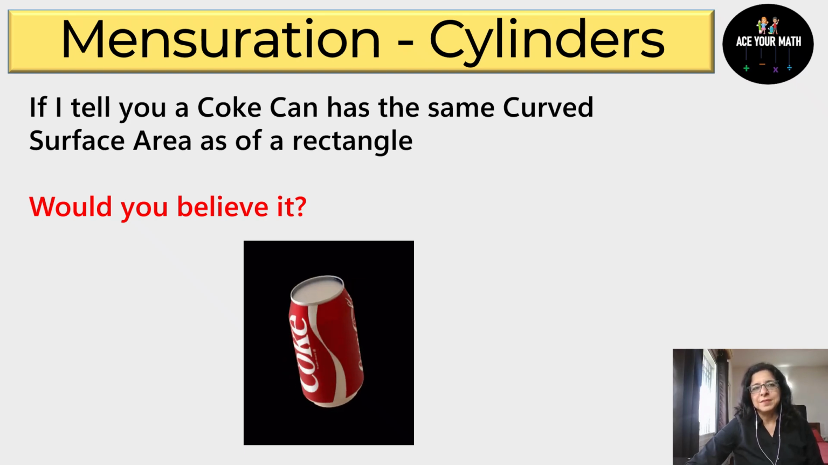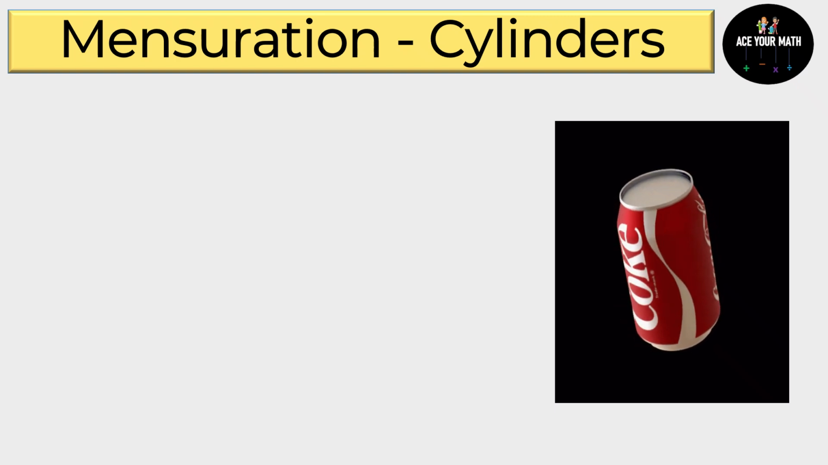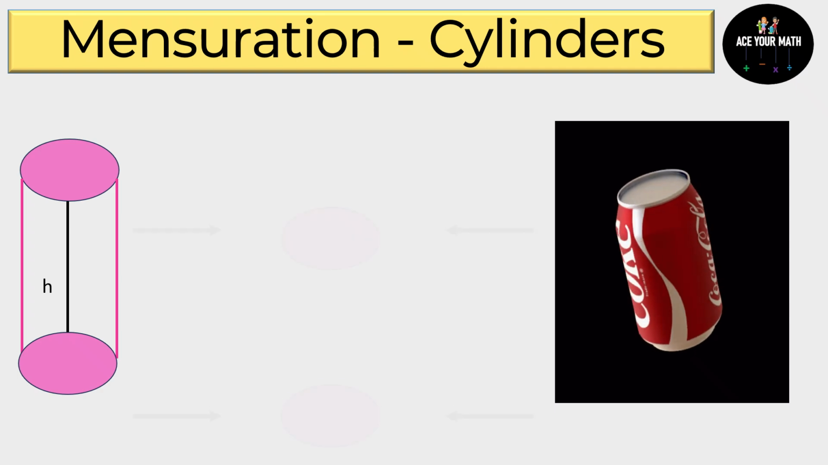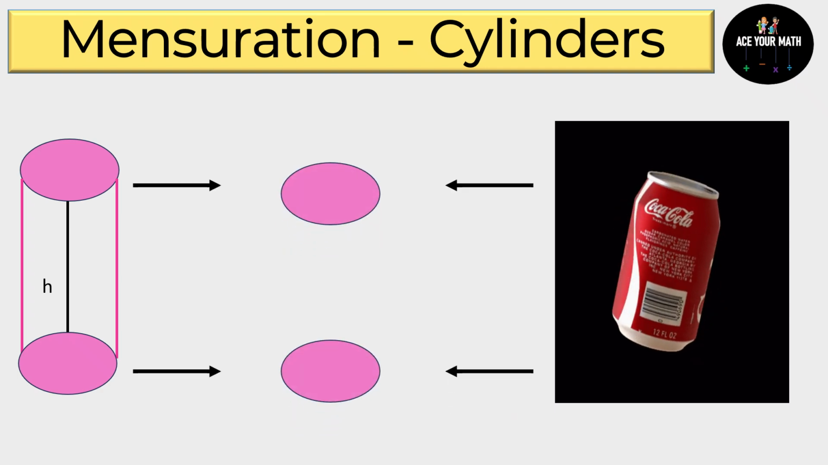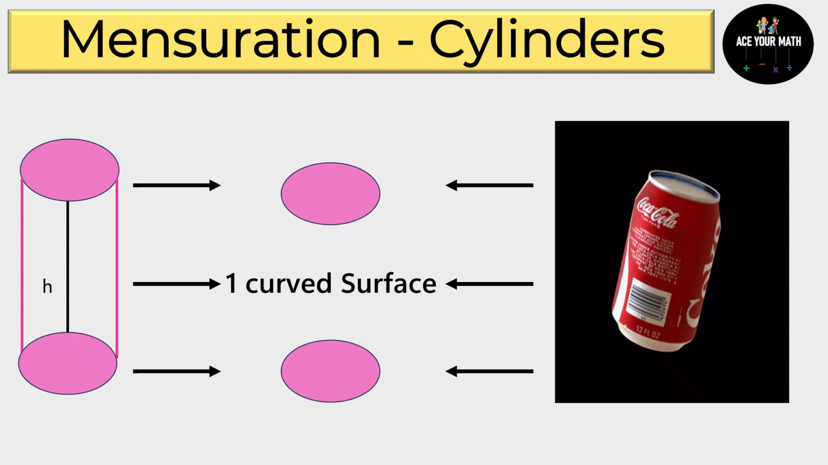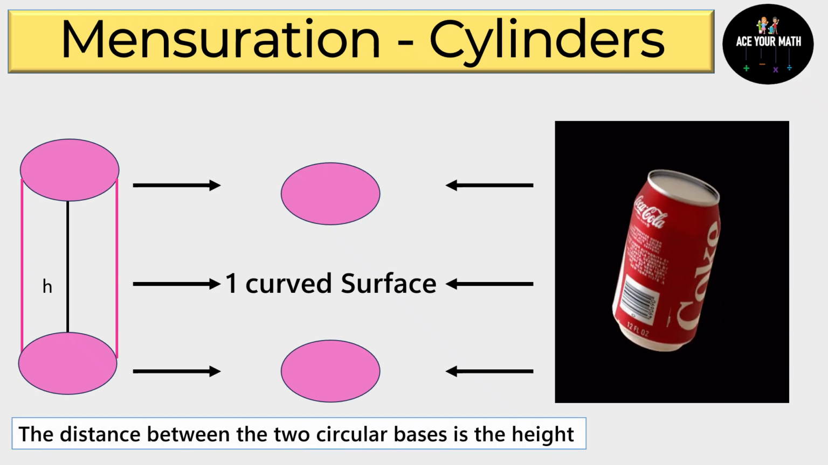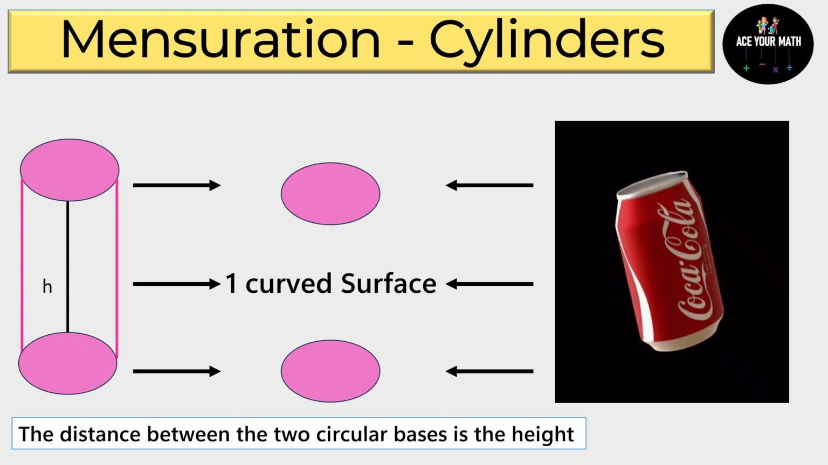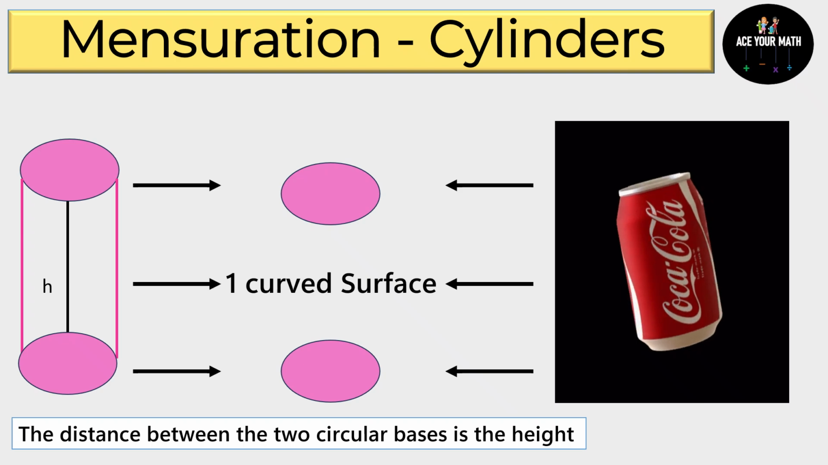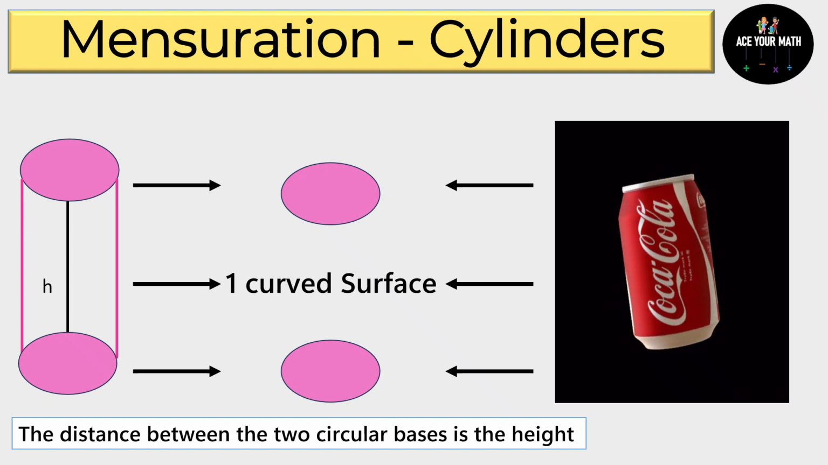Let's start. See, there are many cylindrical objects in our day-to-day life. I'm taking the example of a Coke can. See, a Coke can is nothing but a cylinder. In a cylinder, you have two circular bases, one at the top and one at the bottom, and you have one curved surface from where you hold this bottle. And the distance between these two circular bases is known as the height. Here I am representing height by h. So what is h here? Distance between two circular bases.